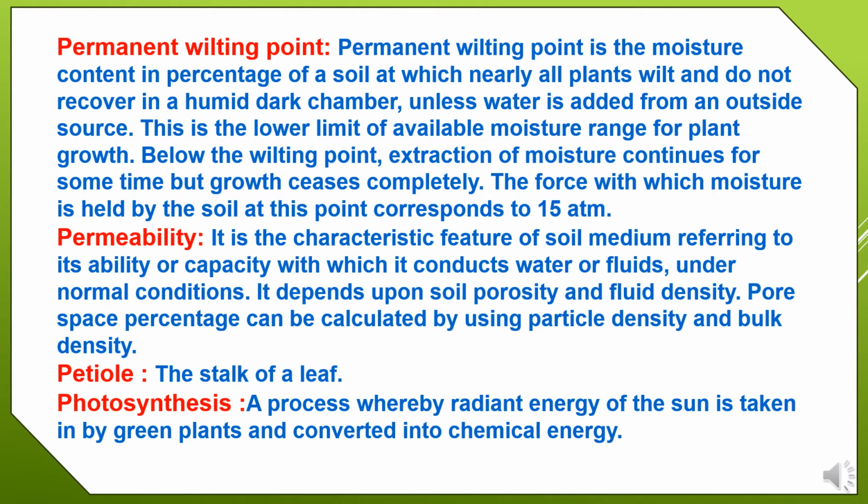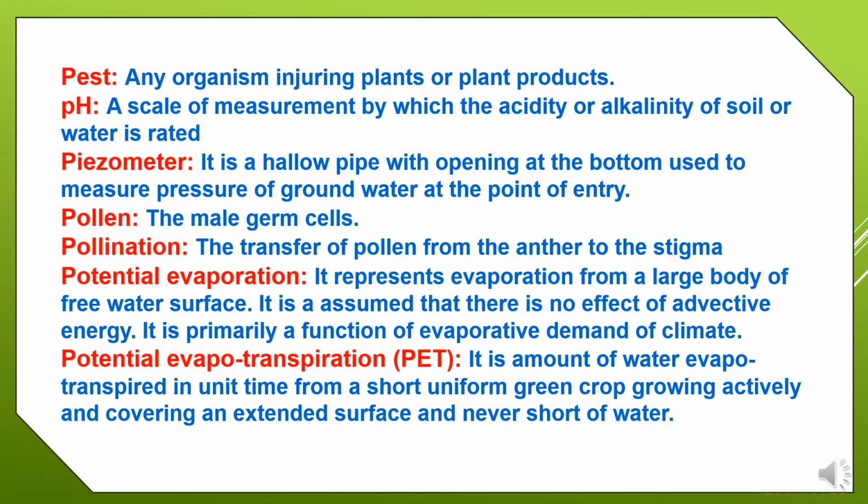Petiole. The stalk of a leaf is called petiole. Photosynthesis. A process whereby radiant energy of the sun is taken in by green plants and converted into chemical energy. Pest. Any organisms injuring plant or plant products is known as pest. pH. A scale of measurement by which the acidity or alkalinity of soil or water is rated.